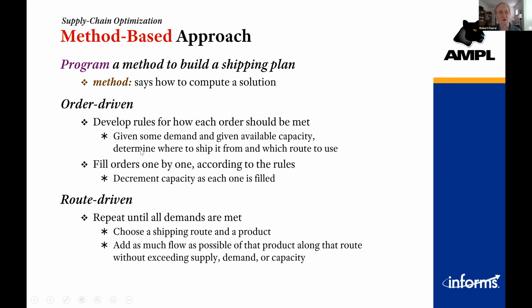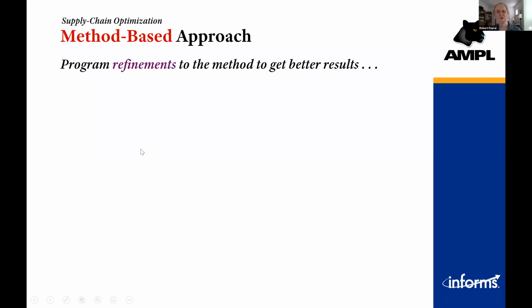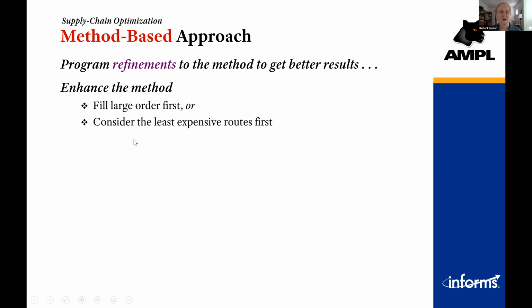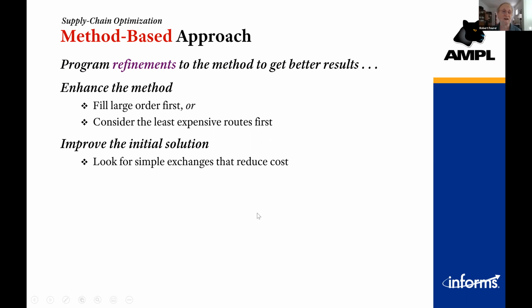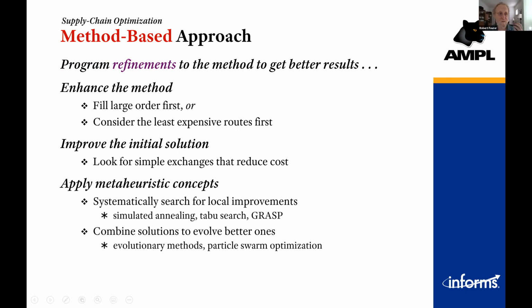And then once you do all this, you can refine this in all sorts of ways. You can enhance the methods to be more clever about them. You can take the first solution you get and improve it by looking for various local improvements. And then you can apply all sorts of concepts that are called meta-heuristics, so they're actually broader ideas for improving solutions and moving from solutions to better solutions. And I've gone through this very fast.